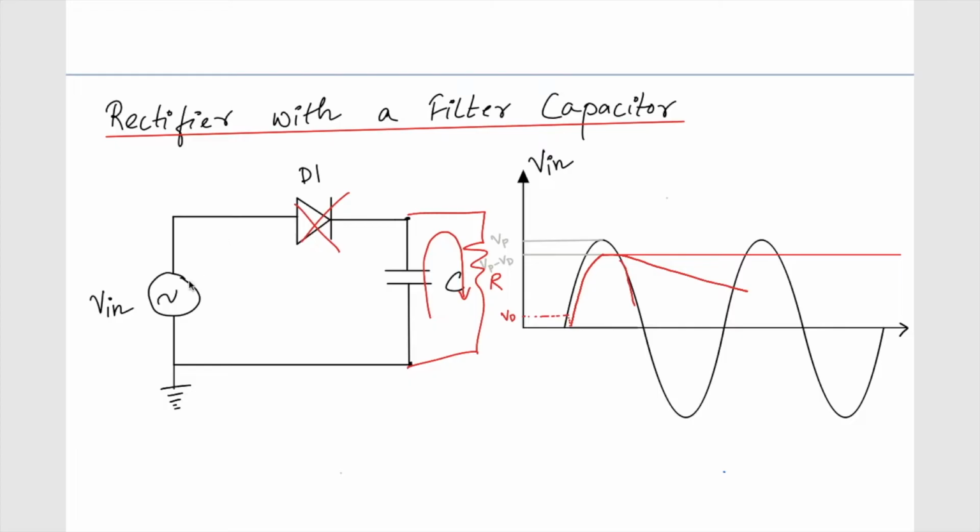But then again, when Vin becomes higher than this one by a Vd voltage, it's going to charge again, till this voltage which is Vp minus Vd, and again it's going to discharge when this goes off. So this keeps continuing. Let's draw it properly and let me explain it.